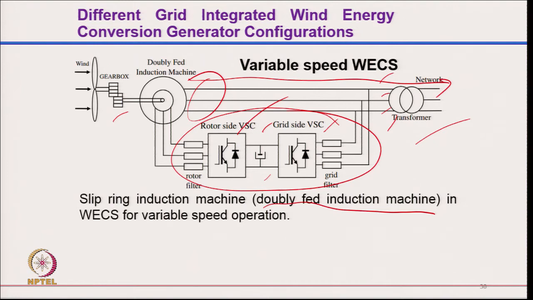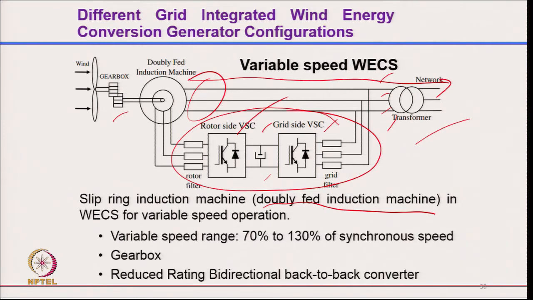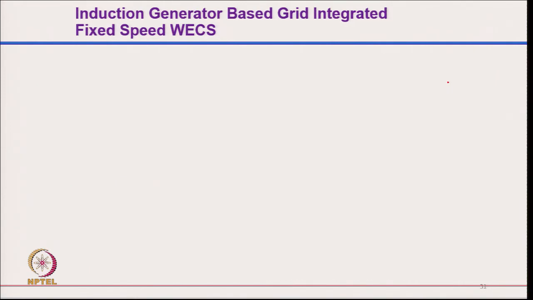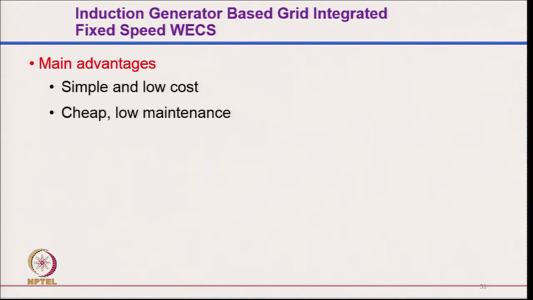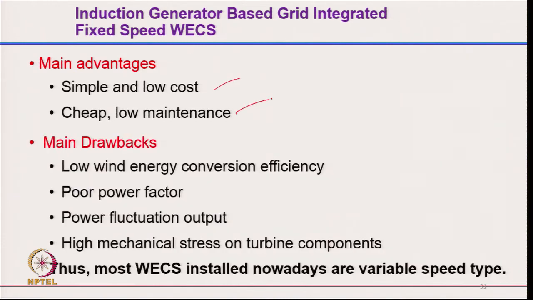So, the converter rating is not even 100%, whereas in the other cases you have 200% of power converter, and here the major amount of power goes directly through the stator connection. And of course, you get variable speed from 70 to 130% of synchronous speed, and of course, you need the gear and a reduced rating bidirectional back to back converter, or sometimes we even have a transformer here also, but otherwise this transformer also serves the purpose. So, the main advantages are simple, low cost, cheap and low maintenance, and the major drawbacks are low wind energy conversion efficiency, of course, sometimes power fluctuation and high mechanical stress on the turbine.